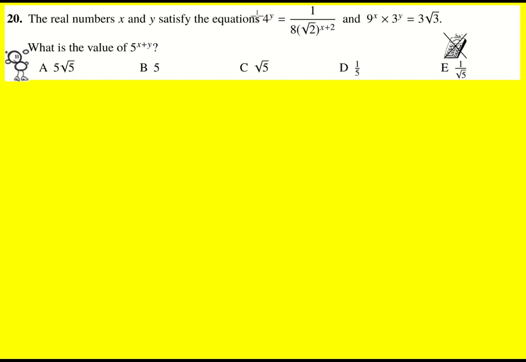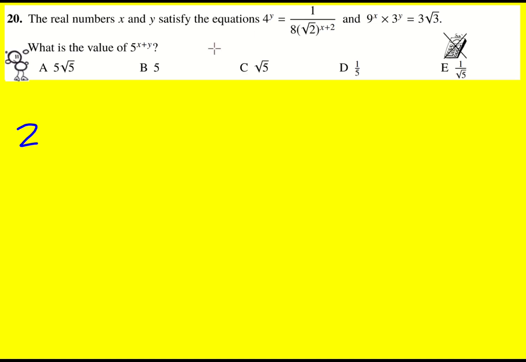Let's take each equation at a time and try to simplify it. Now, we want to try and get it into the same base. In one set of the answers, they wrote it in base root 2 essentially, but I'm going to stick with 2. I'm just more used to doing that.